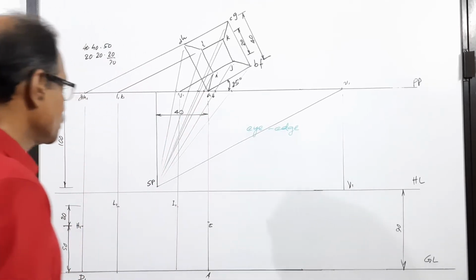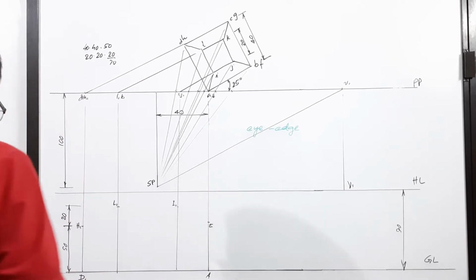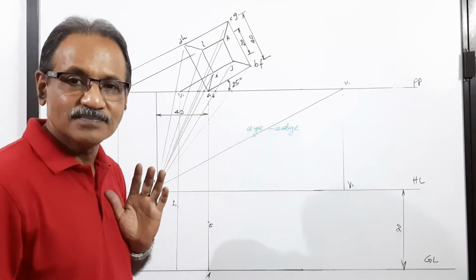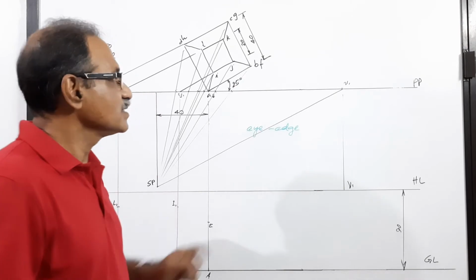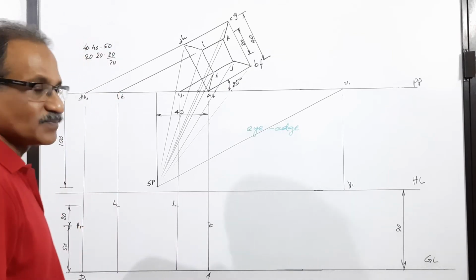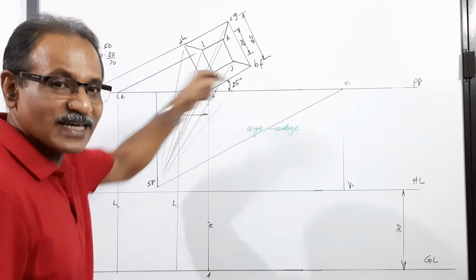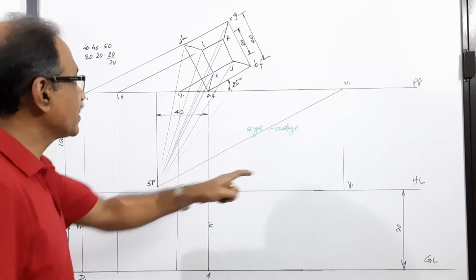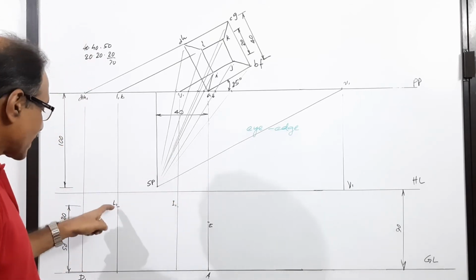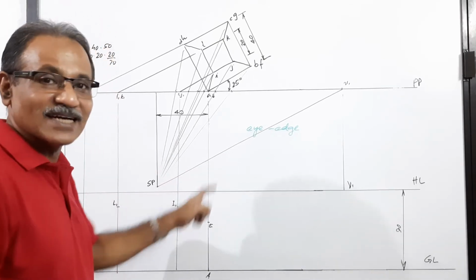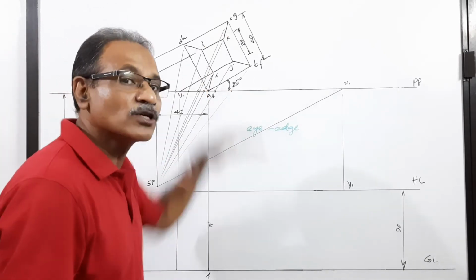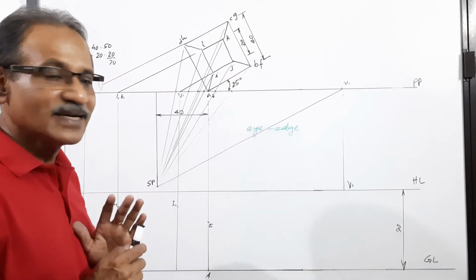Agreed? Now, if you connect A to B1, it will contain B. If you connect E to B1, it will contain F. If you connect D1 to B1, it will contain D as well as C. If you connect H1 to B1, it will contain H as well as G. If you connect L1 to B1, it will contain L as well as K. If you connect I1 to B1, it will contain I and J. Where are they? They are on the respective intercepts. Agreed? Let us connect them.